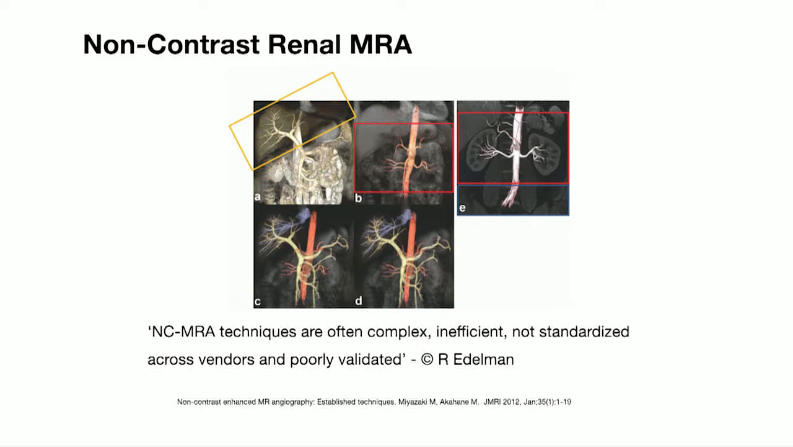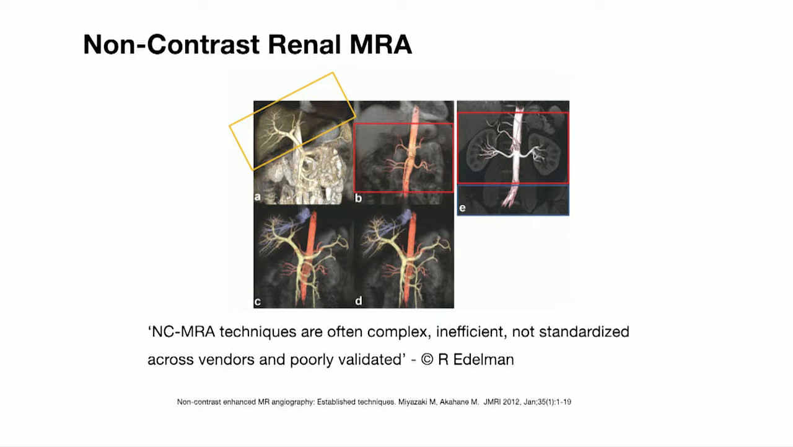We can get beautiful pictures from non-contrast renal MRA. So this is the kind of thing that you put on the cover of JMRI. I think this was on the cover of JMRI, in fact. But this is a quote from a famous MR enthusiast here. Says that NC-MRA techniques are often complex, inefficient, and not standardized across vendors and poorly validated. And this, unfortunately, does remain true for non-contrast MRA of the renal arteries.